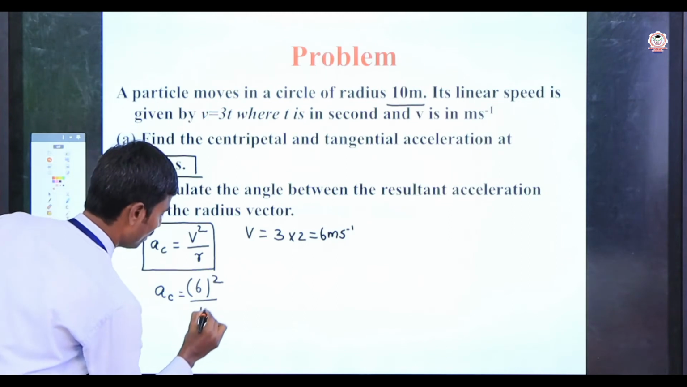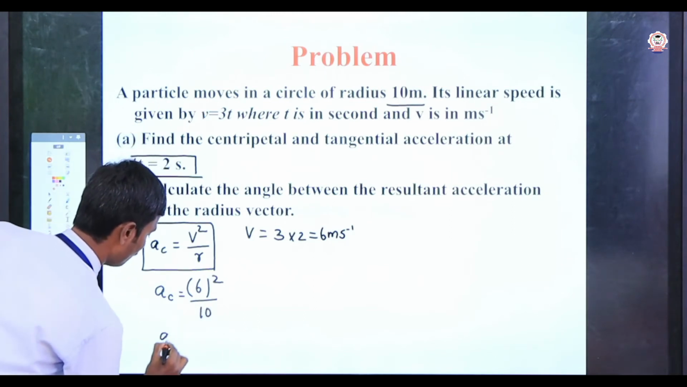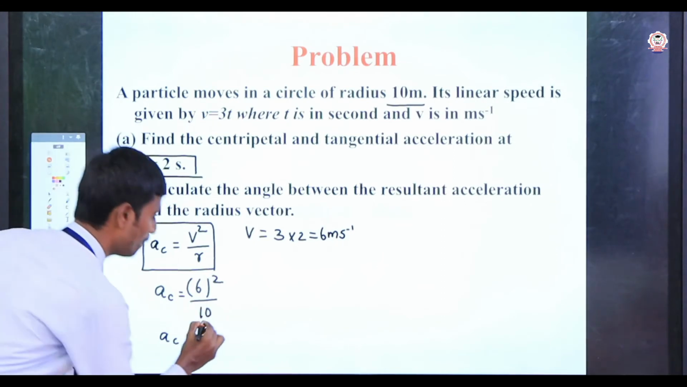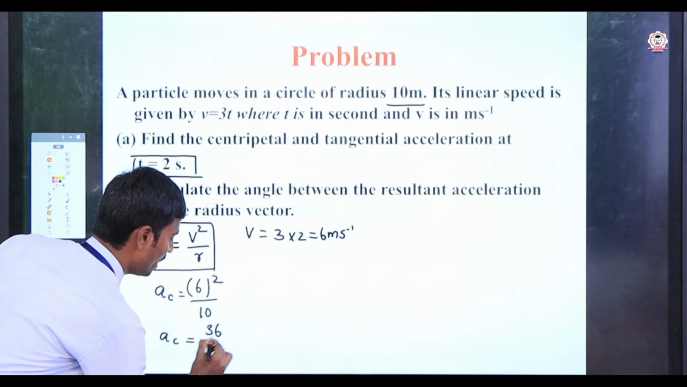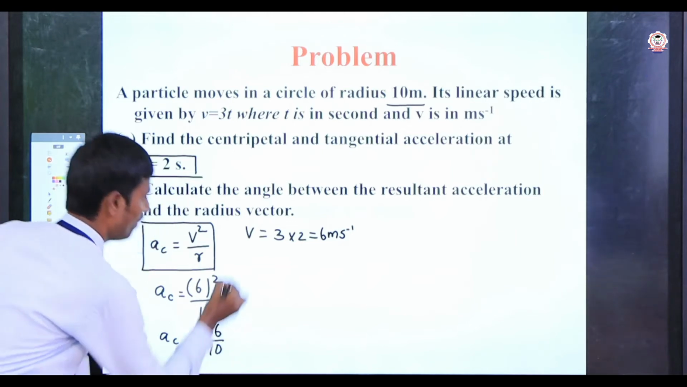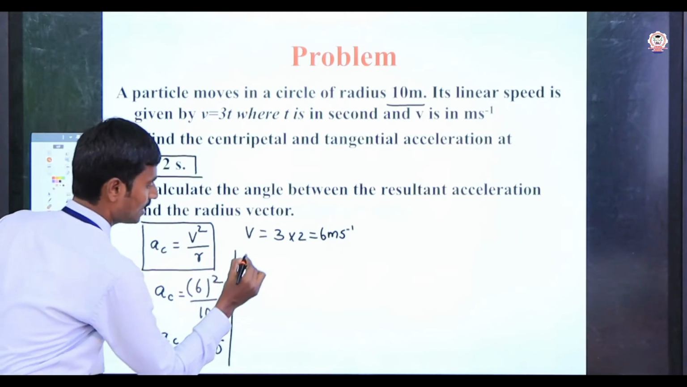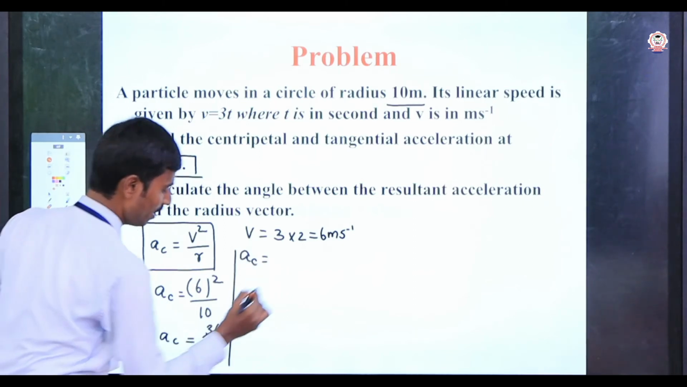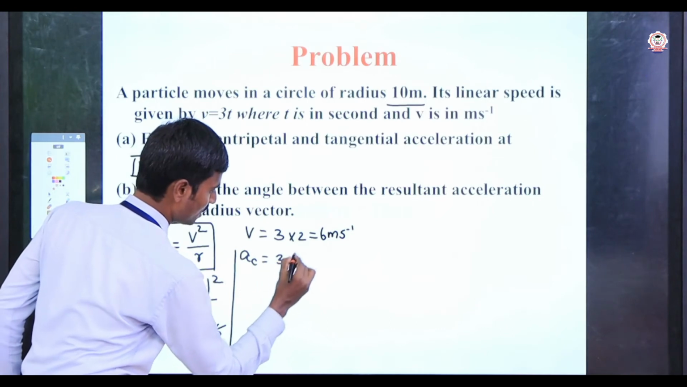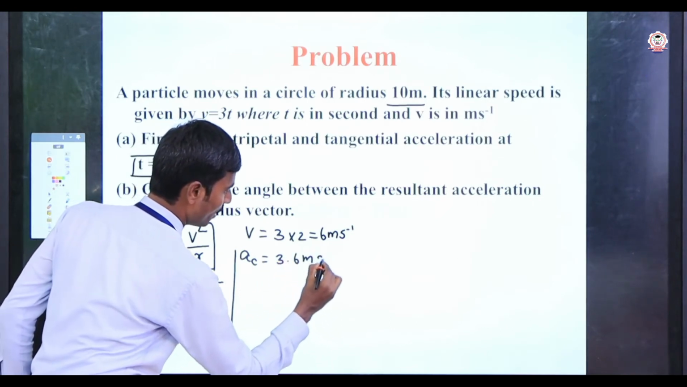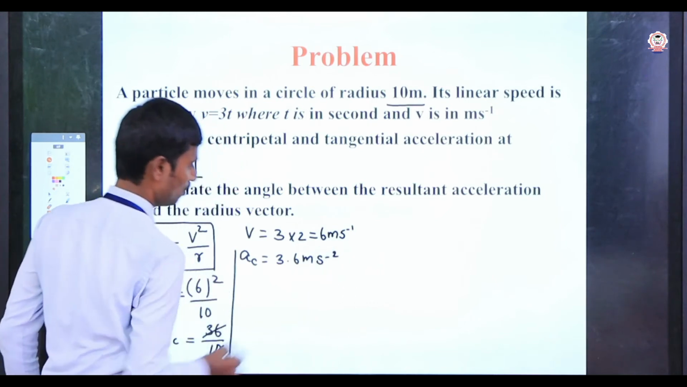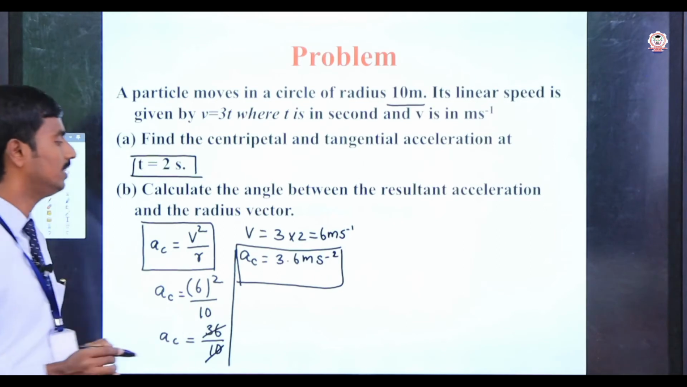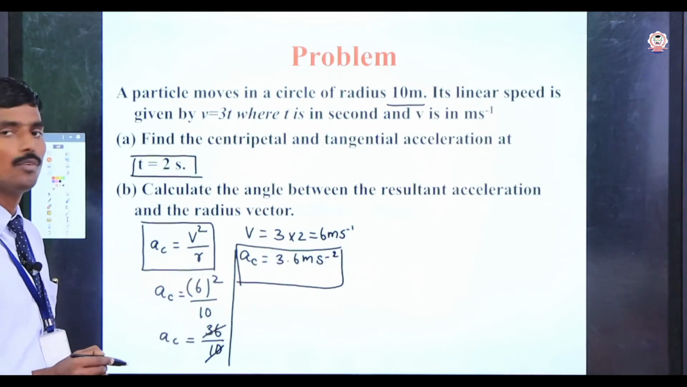So centripetal acceleration AC equal to 6 square, 6 into 6 is 36, divided by 10. Finally, centripetal acceleration AC equal to 3.6 meter second power minus 2. Okay, this is the first question's answer: AC equal to 3.6 meter second power minus 2.